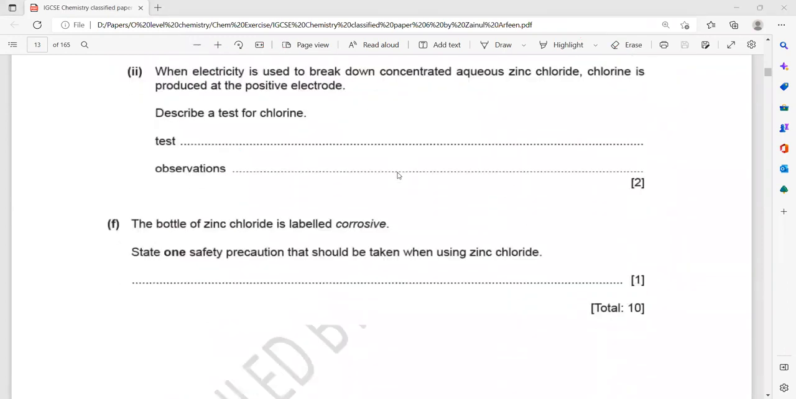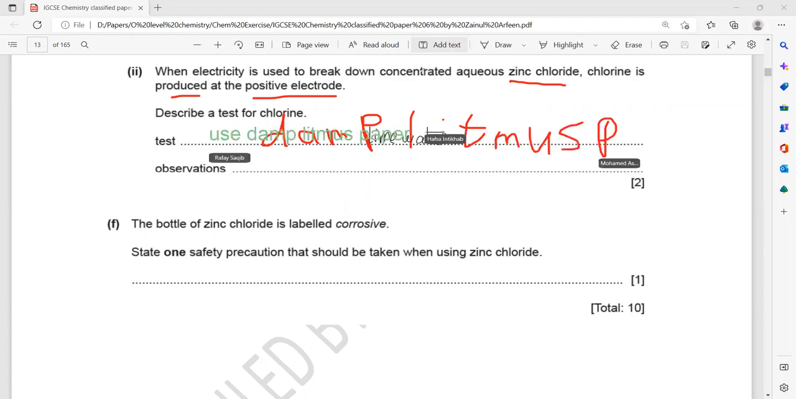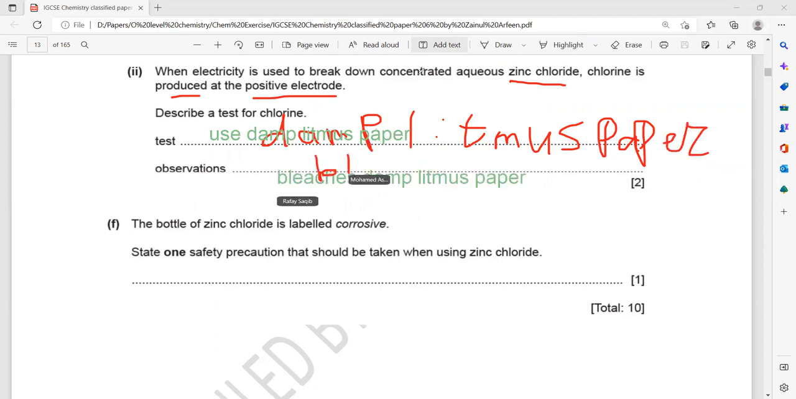The next one: when electricity is used to break down concentrated zinc chloride, chlorine is produced at the positive electrode. Describe a test for chlorine. How can we check that this gas given off is chlorine? What is the test for chlorine? No, limewater is for carbon dioxide. For chlorine, it is damp blue litmus. It bleaches, or removes the color. By using damp blue litmus, you should mention that first it turned red and then it bleached.